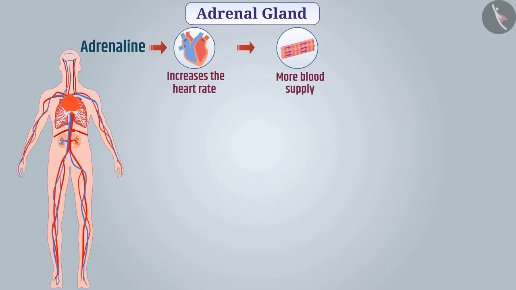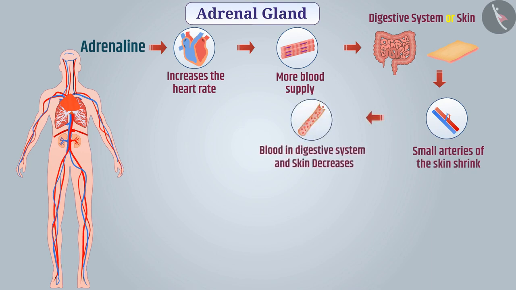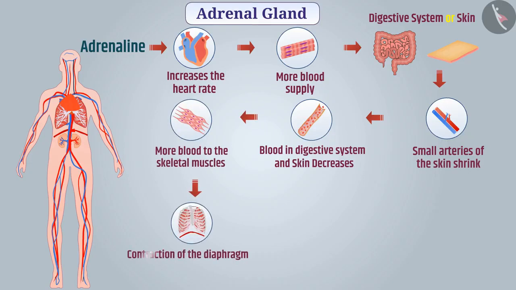In the presence of adrenaline, the muscles around the digestive system and the small arteries of the skin shrink. As a result, the supply of blood in the digestive system and skin decreases. This causes more blood to go to the skeletal muscles. Therefore, there is a contraction of the diaphragm and the rib muscles, and the breathing rate increases.